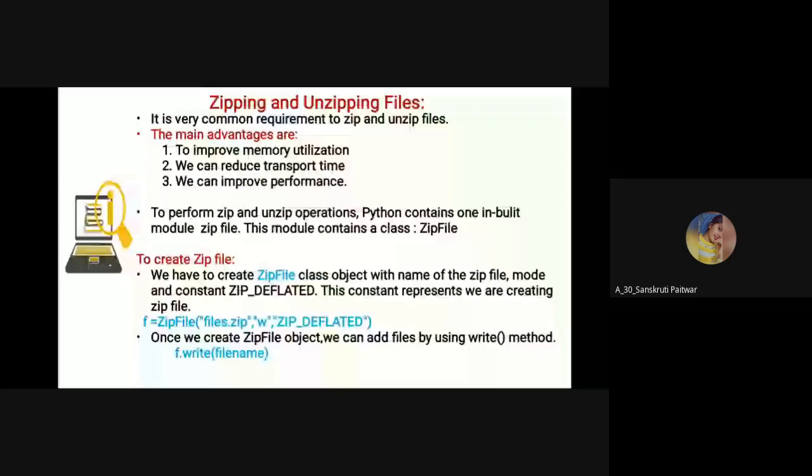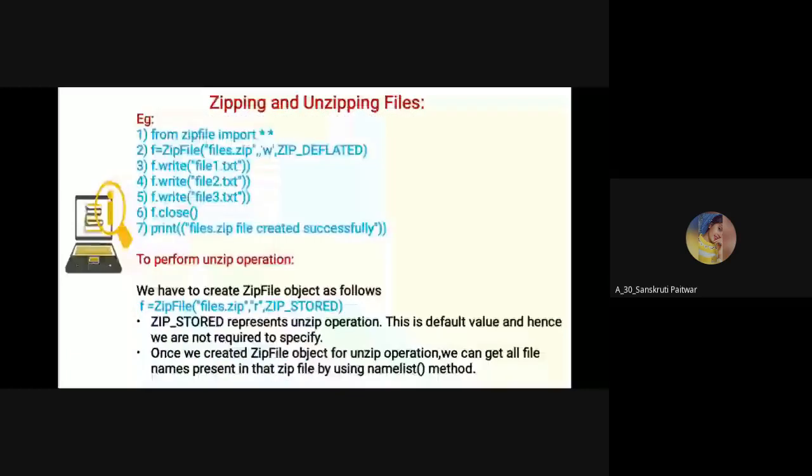Next, you can see the example: from zipfile import *. The meaning of this is, from zipfile import all the functionalities. By mistake I have printed two stars here, just a single star is required. From zipfile import *. Then f = ZipFile files.zip. That will be the name of my zip file. Then open that file in write mode, and ZIP_DEFLATED means you are creating a zip file.